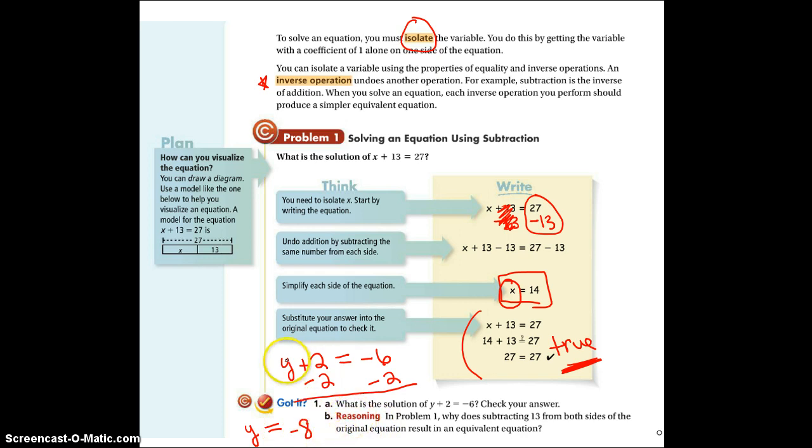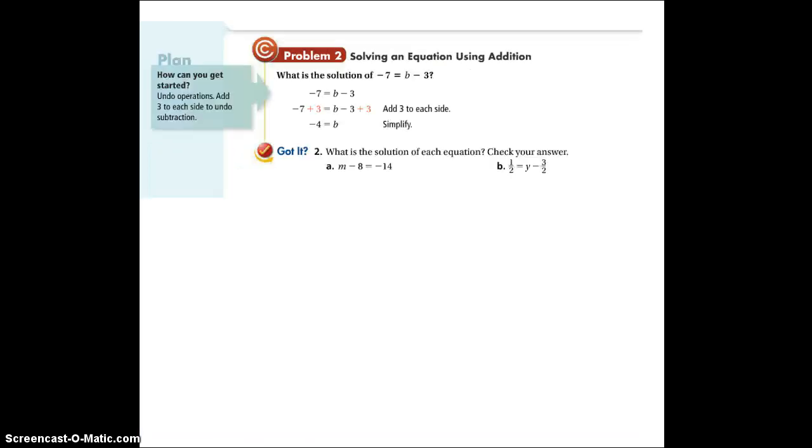If I take the negative 8 and plug it in to the treasure box, negative 8 plus 2, it sure does equal negative 6. So that is a true statement. So we're good. All right. And another one here.